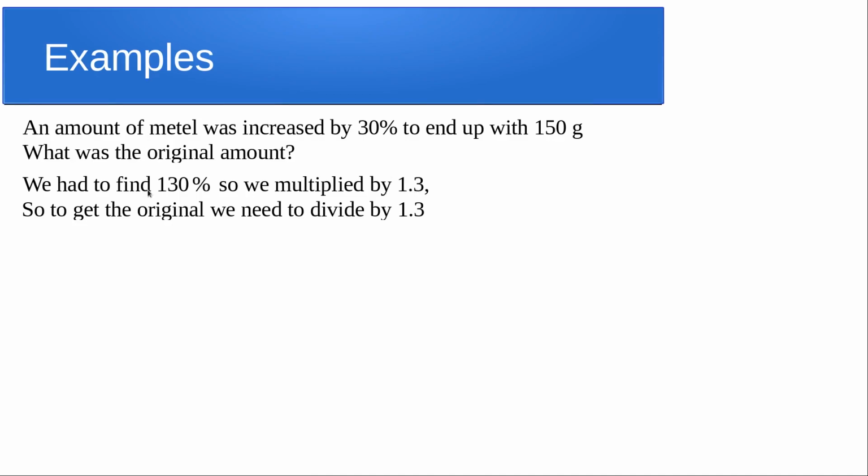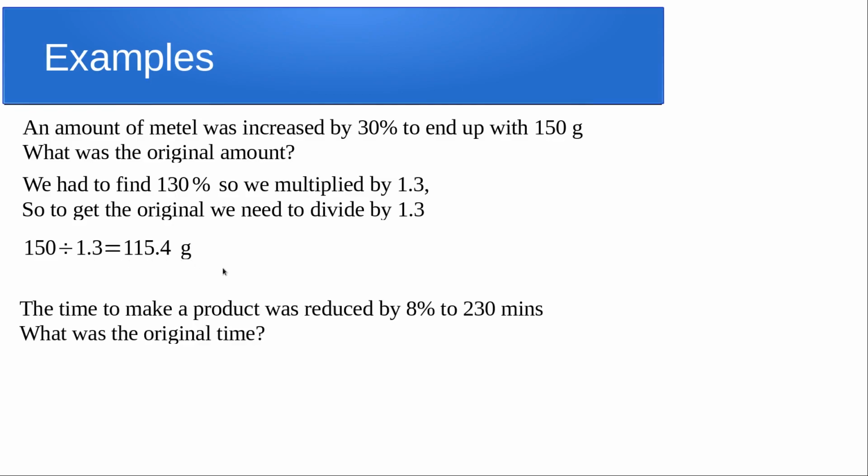To get back to the original, we have to just do the opposite and divide by 1.3. So we have 150 divided by 1.3, so we get the answer 115.4 grams. For another example, the time to make a product was reduced by 8% to 230 minutes. What was the original time?